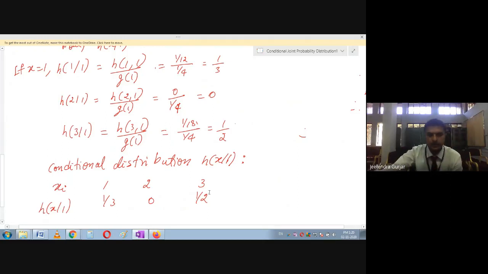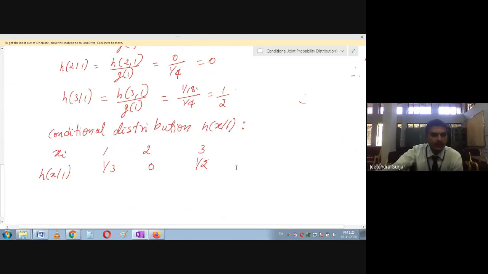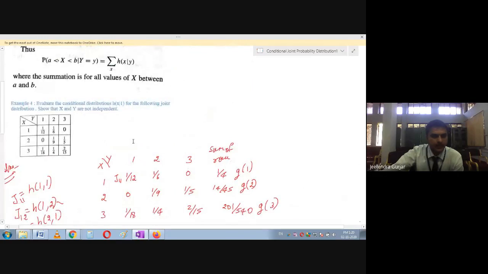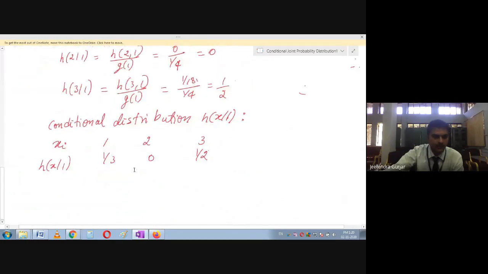Suppose if they ask you g of x given 1, then you can calculate this. Okay. Next, what they have told you to calculate: show that x and y are independent. Yes, very, very simple. How are we going to calculate this, students? Yes, very, very simple it is.